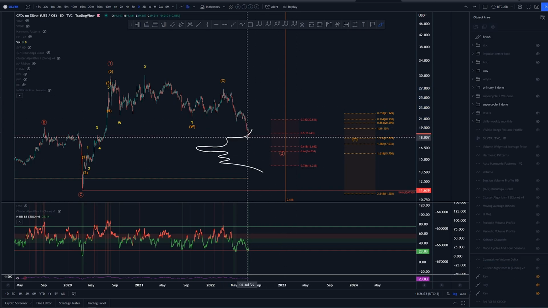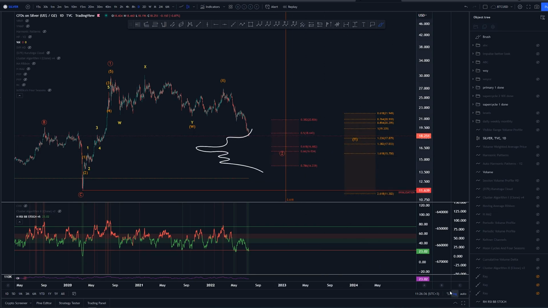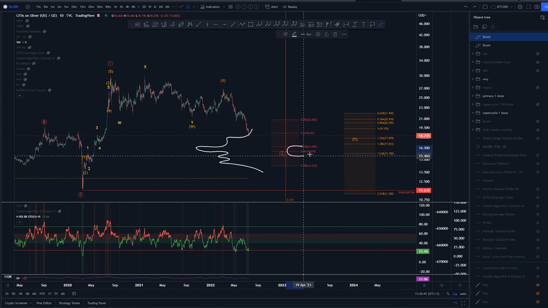So on arithmetic scale, although we did get to the golden pocket, we could be just looking at some kind of reversal pattern here and then getting another 5-wave move down to this golden pocket, right?